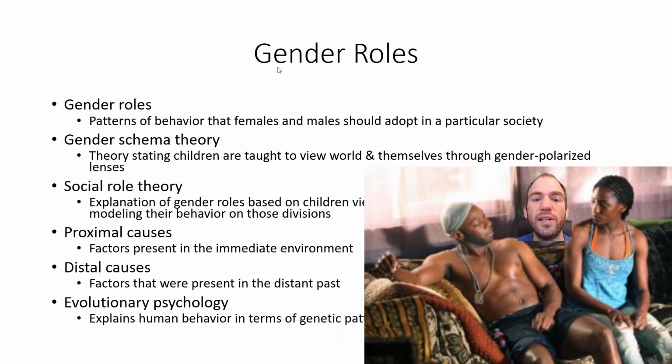Social role theory: just viewing the world around them and then modeling that behavior, really. So this is looking at your parents or school classmates or teachers or something along those lines, and then copying that. You're literally modeling it. You're seeing the social roles around you, and then you're trying to emulate it in your own life. Proximal causes: changes in your immediate environment.